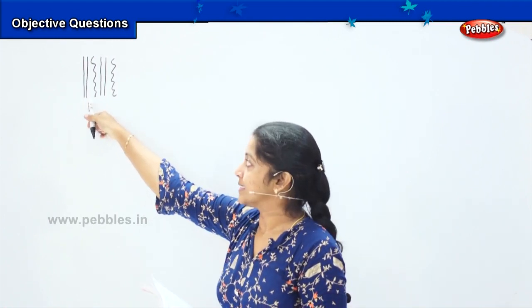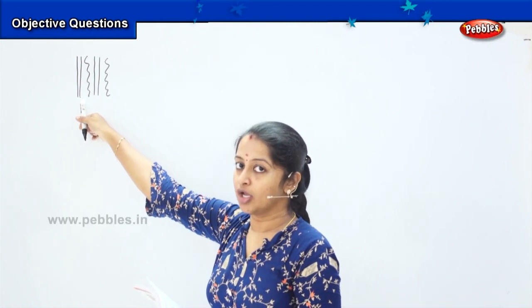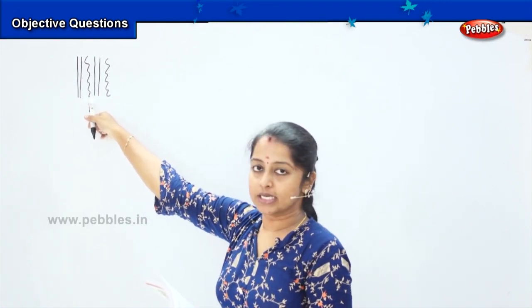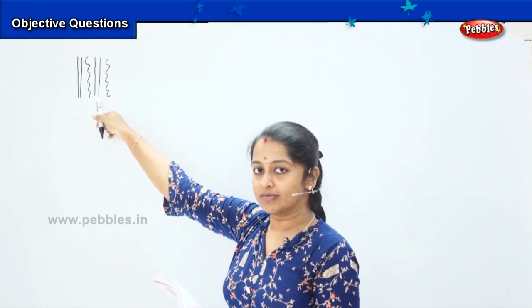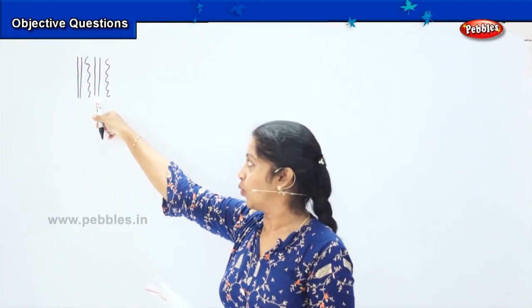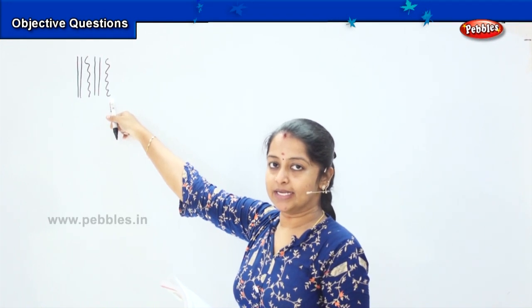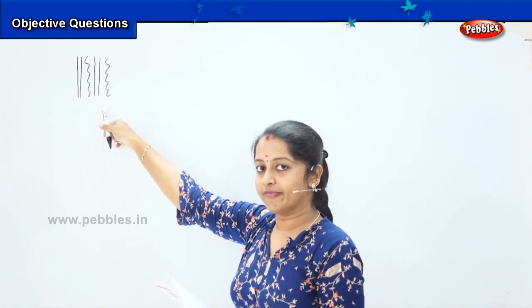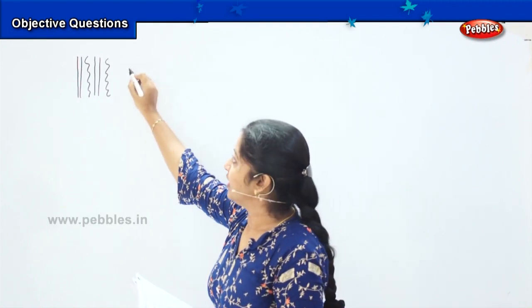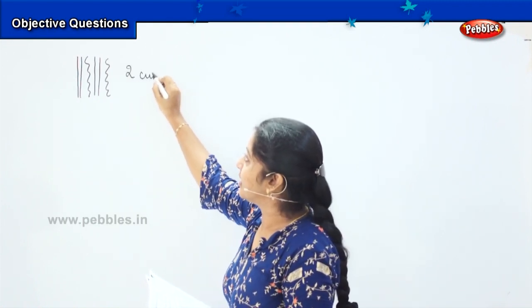No. Is this a curved line? No. Is this a curved line? Yes. Are these the curved lines? No. Is this the curved line? Yes. So, how many curved lines we have? Good. We have got 2 curved lines here.